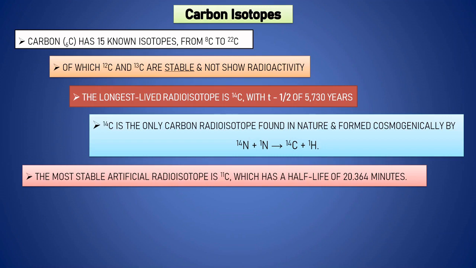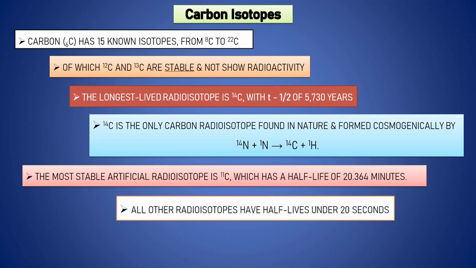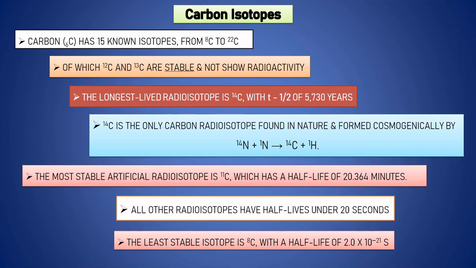Among the synthetic or artificial carbon isotopes, C11 possesses the highest half-life of 20.364 minutes. All other radioisotopes have a half-life under 20 seconds. The least stable artificial isotope is C8, with a half-life of 2.0 times 10 to the power of minus 21 seconds. This is the isotope with the least half-life, that is C8.